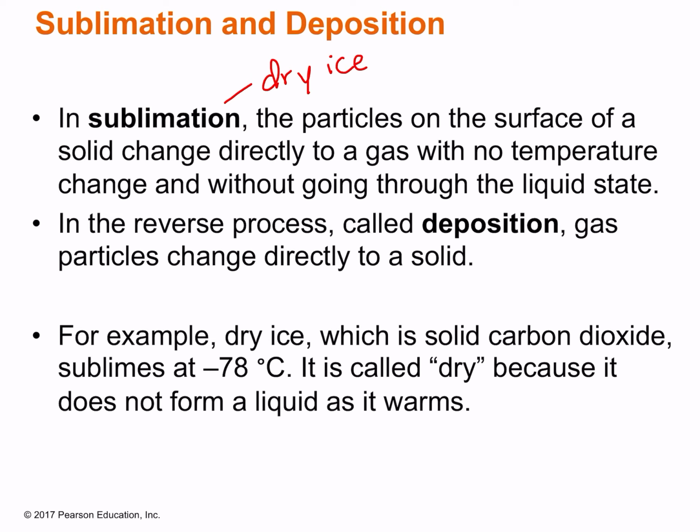And here's your example, right? For example, dry ice, which is solid carbon dioxide, sublimes at negative 78 degrees Celsius. And we call it dry because it doesn't form a liquid as it warms, right? Whereas regular ice, right, will form a liquid at room temperature.